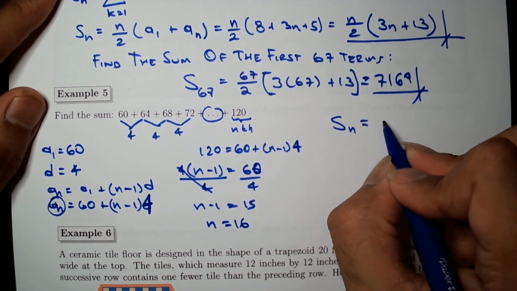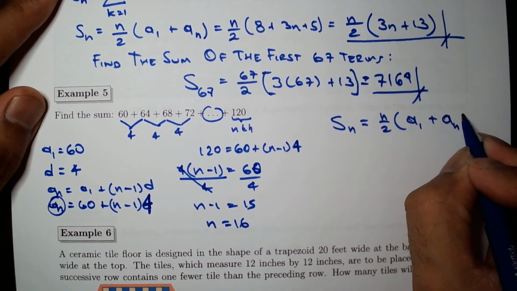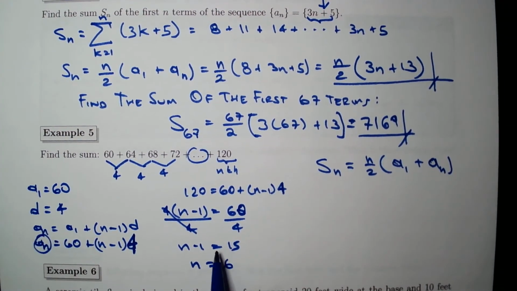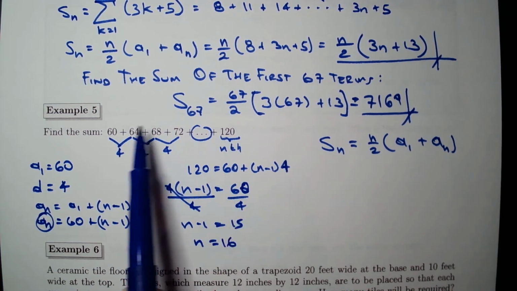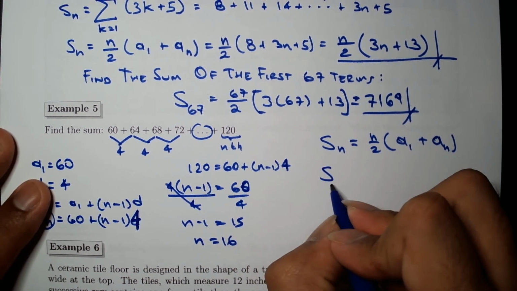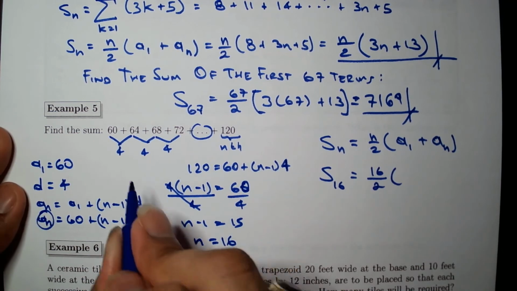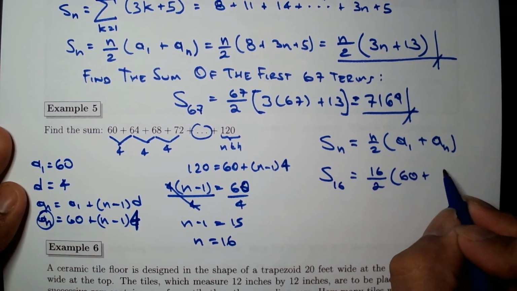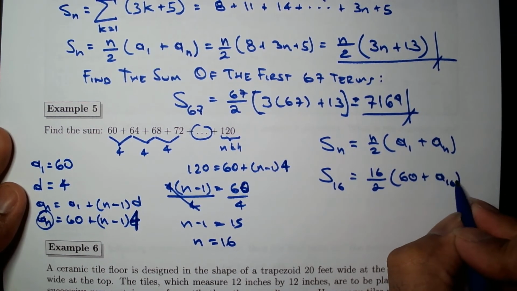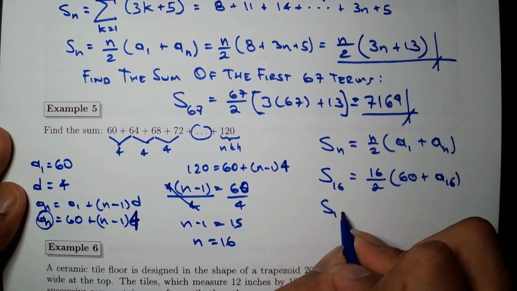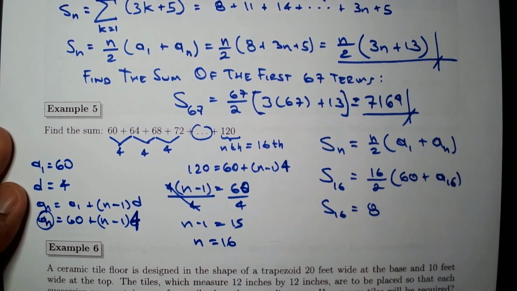S of n equals n over 2 times the first term plus the very last term. Well, in this case, the nth term, that's the 16th term. So we want to add the first 16 numbers on the sequence. So S sub 16 equals 16 divided by 2 times the first term, which is 60, plus a sub 16. But what's a sub 16? The 16th term is 120. That's the 16th term.